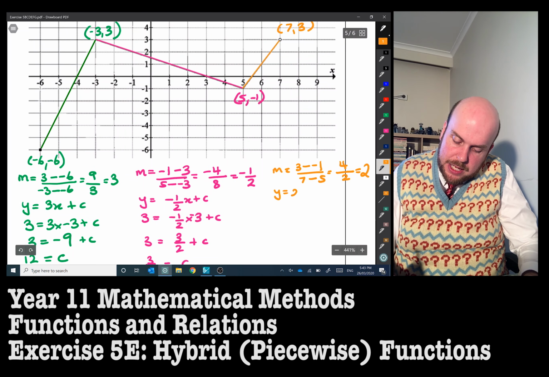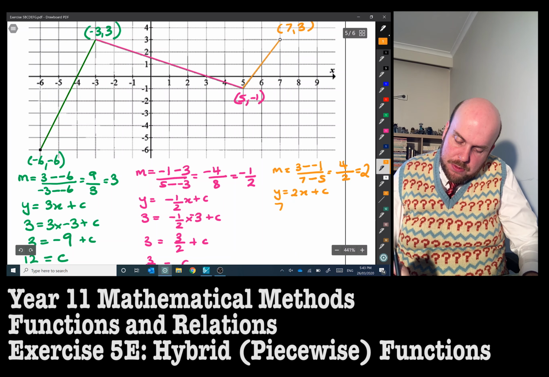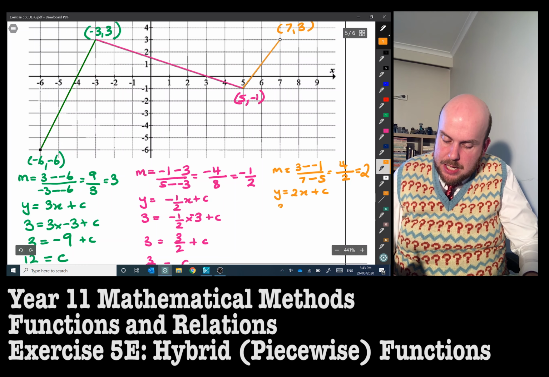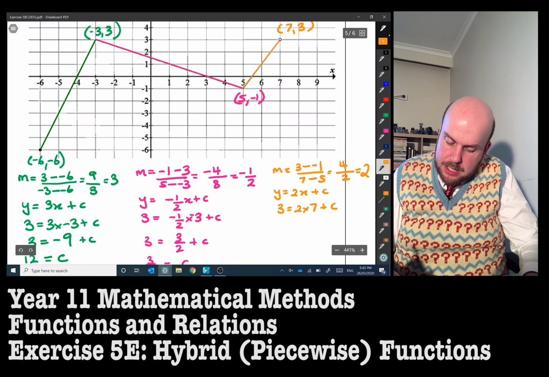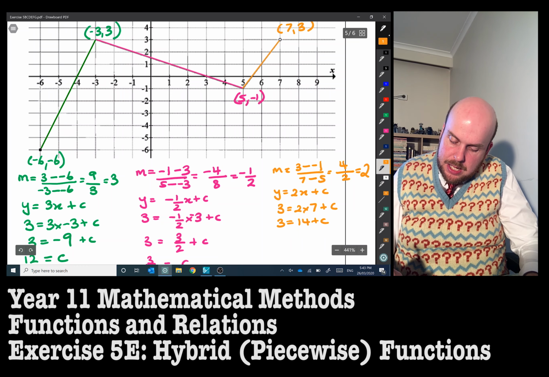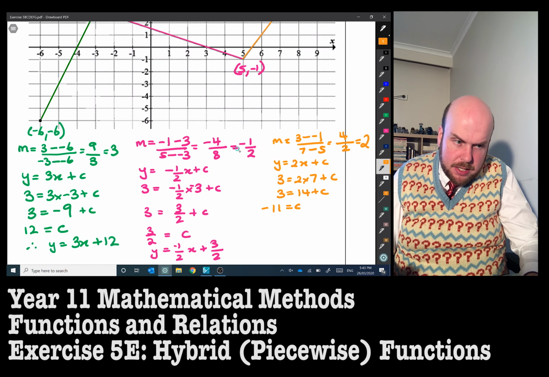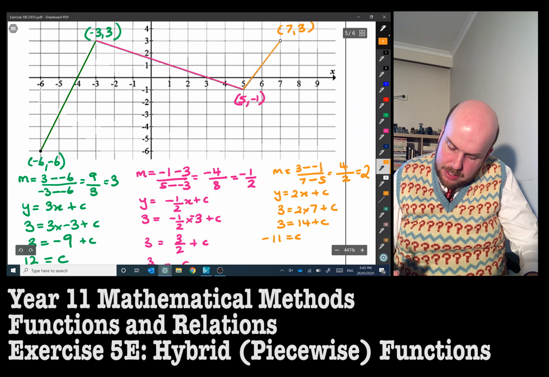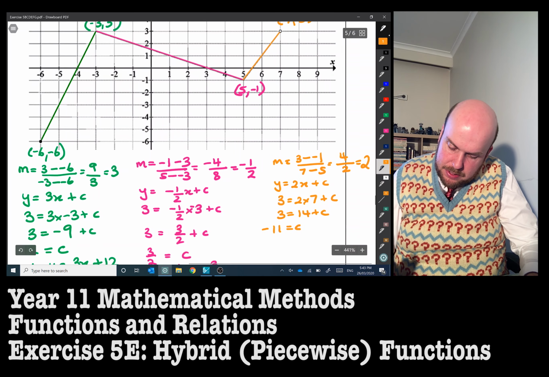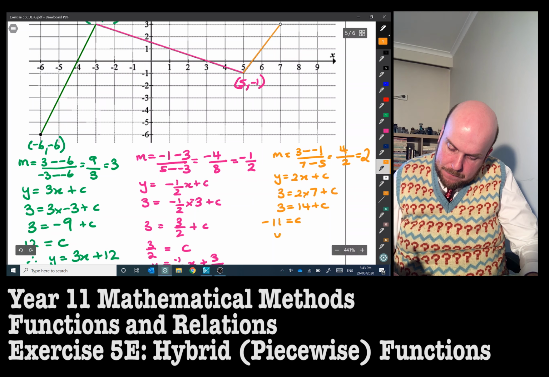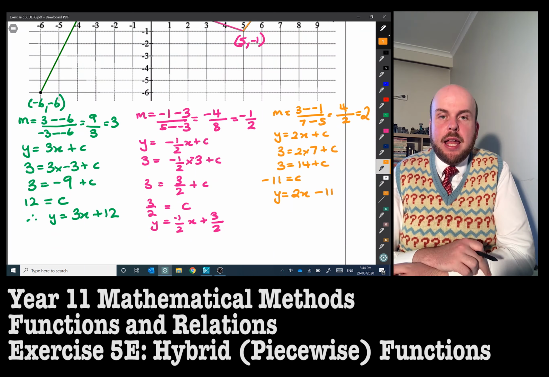Y is equal to 2x plus c. And this is going to be 7. No, silly me, y. 3 is equal to 2 times 7 plus c. 3 is equal to 14 plus c. C would equal -11. And so this is going to be, just want to make sure I've done that right, 2x, if I had done that correctly. 3 and 7, yep. 14, -11, yep. And now we have our 3 equations.